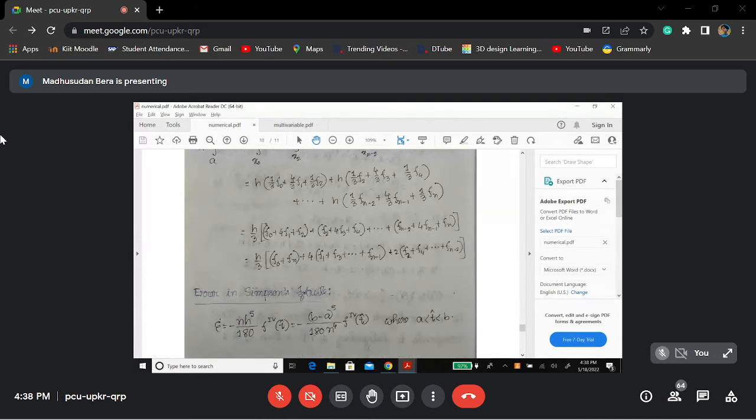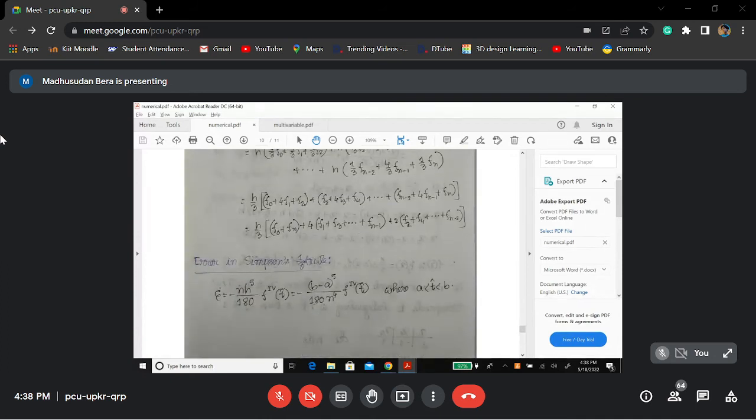Okay. Then the error is given here: minus n h cube by 180 times the fourth derivative, so b minus a to the power 5 by this. So as n is larger, the error will be less. You have to remember the formula, not the derivation. The error formula you have to remember.